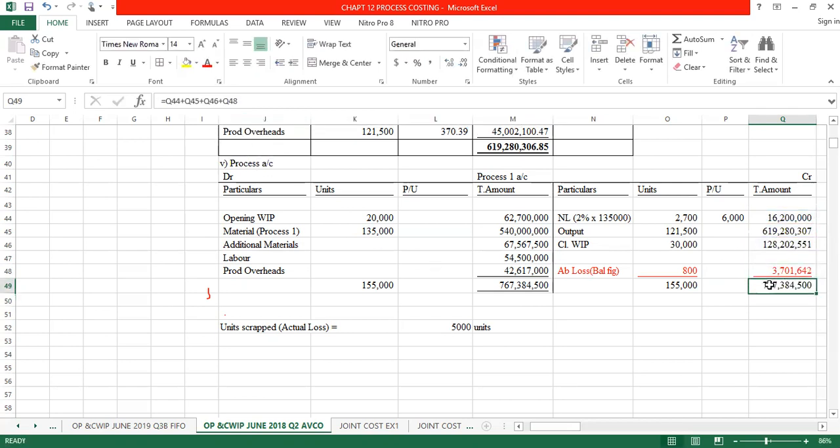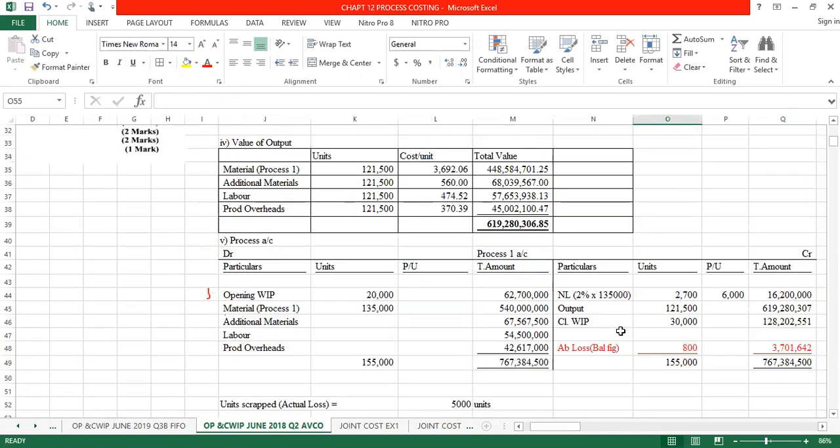Yes, it has balanced. So that is AVCO. So with whichever method you have been told, you now know. Please practice those 4 examples. So I've given you 2 examples on FIFO and 2 examples on AVCO.